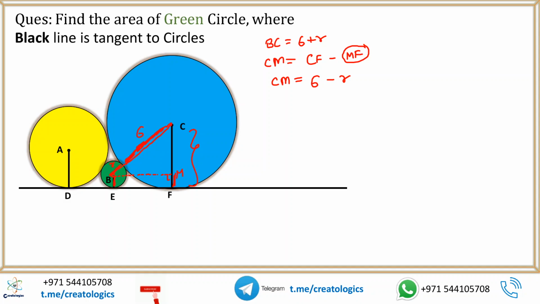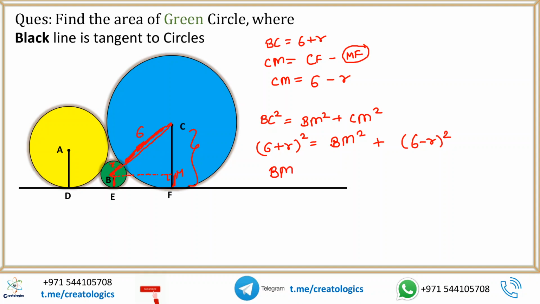So from here we got one relation by using the Pythagoras theorem. I can say that BC squared must be equal to BM squared plus CM squared. So BC squared is (6 plus r) whole squared, which is equal to BM squared, let's keep it BM only, plus CM, which is (6 minus r) whole squared. So let us find the value of BM from this expression.